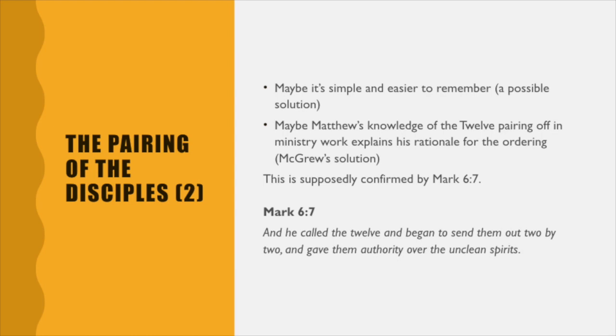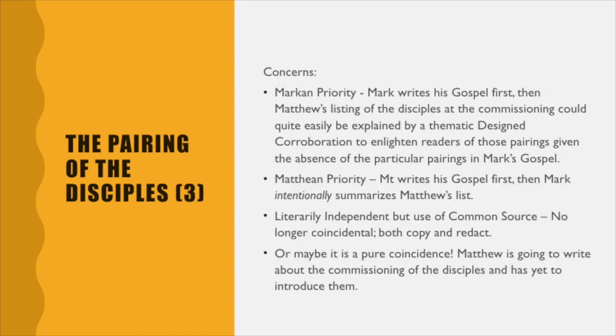This is supposedly confirmed by Mark 6:7, and he called the 12 and began to send them out 2 by 2 and gave them authority over the unclean spirits. All right, here are some concerns over this. Let's suppose that Mark was written first. If Mark wrote his gospel first, then Matthew's listing of the disciples at the commissioning could quite easily be explained by a thematic design corroboration to enlighten readers of those pairings, given the absence of the particular pairings in Mark's gospel. So Mark does provide a list of the disciples earlier on in his gospel, but he doesn't pair them up. So maybe Matthew decides, hey, I'm going to pair them up to explain what Mark means 2 by 2.